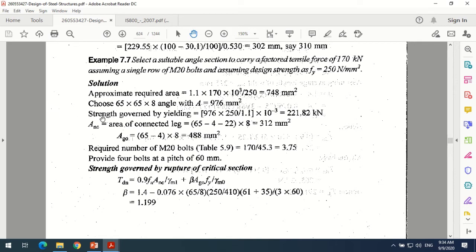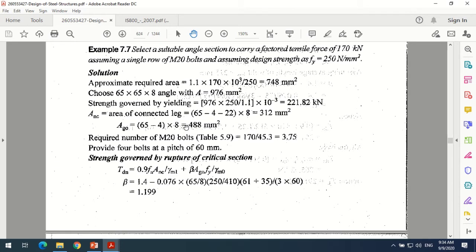Once you get that angle section, next we'll check it for the design strength under tension. First is strength governed by yielding, again with the same equation, Ag Fy upon gamma m0. This gives you the Tdg value, which is 221.82 kilonewton. So this is one of the design strengths under tension, due to yielding of the gross cross section.